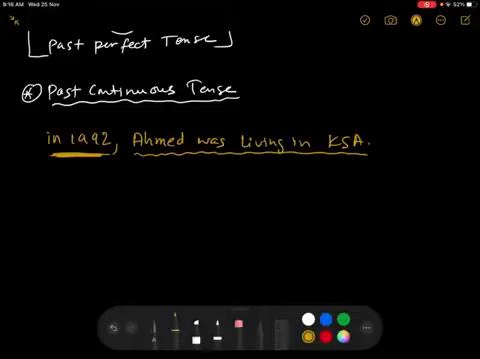So here, with the use of past continuous tense, the focus is on a certain point in the past at which an action was happening. There is no indication about when it started or when it finished. We focus only on the action that was happening at a certain point in the past.